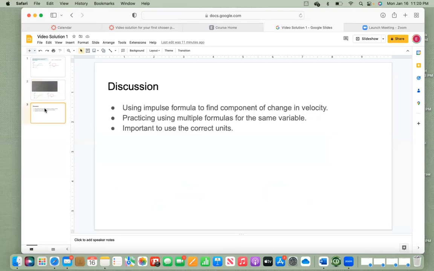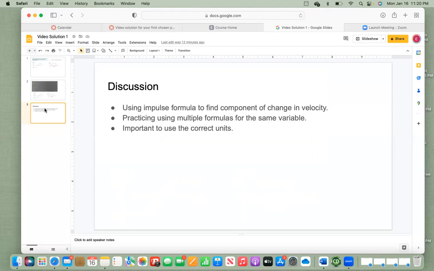All right. And then just some things to think about. This problem is good because it uses the impulse formula to find a component of the change in velocity. That's just making people realize you don't just have to solve specifically for the change in velocity. If you're given either final velocity or initial velocity, you can use that to find the other one.